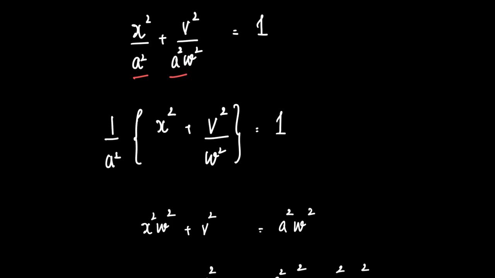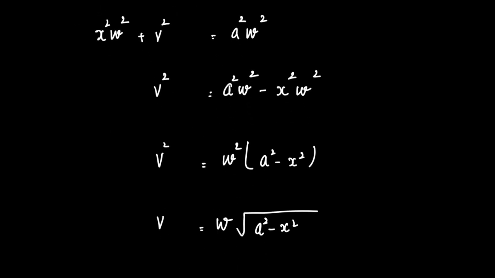And therefore, x square omega square, my bad, x square omega square plus v square is equal to a square omega square. If I transpose x square omega square to the RHS, a square omega square minus x square omega square, I can pull out omega square, which is the common term here, which becomes omega square times a square minus x square, which is equal to v square. Taking root on both sides, what we get is v is equal to omega times root of a square minus x square. Right?